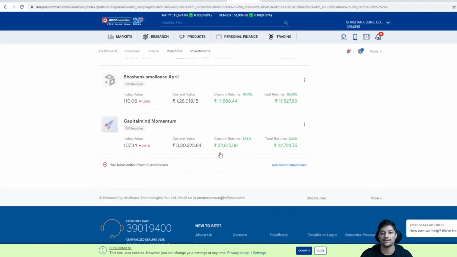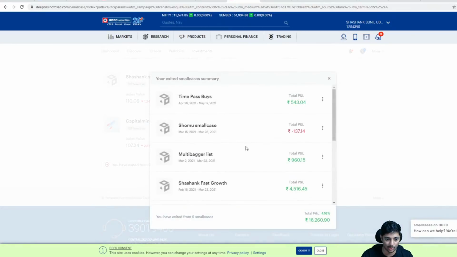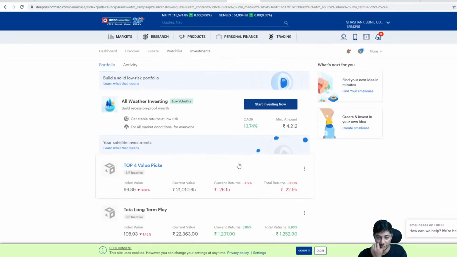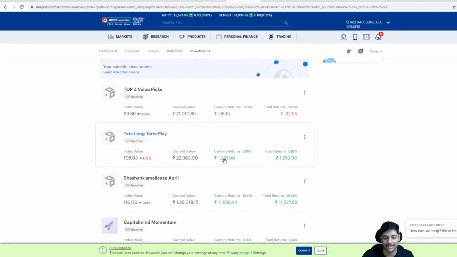Okay, yeah, awesome. So yeah, this is basically what it is. So these are some of the small cases that I track, which no one else looks at, but now I'm showing it to you because you guys are my friends, I'm assuming. But this is something that I really like, Tata long term. It is created by me, so there's no cost, nothing.